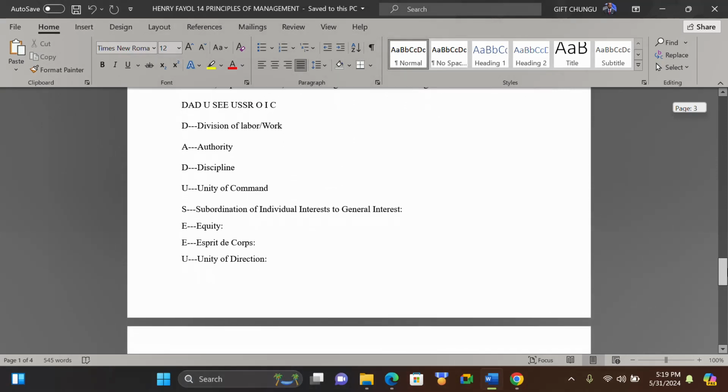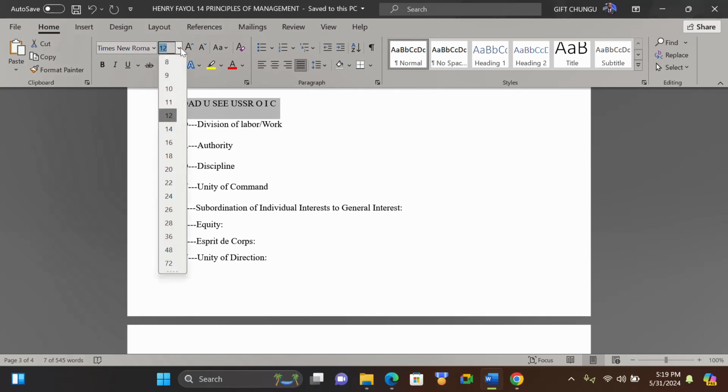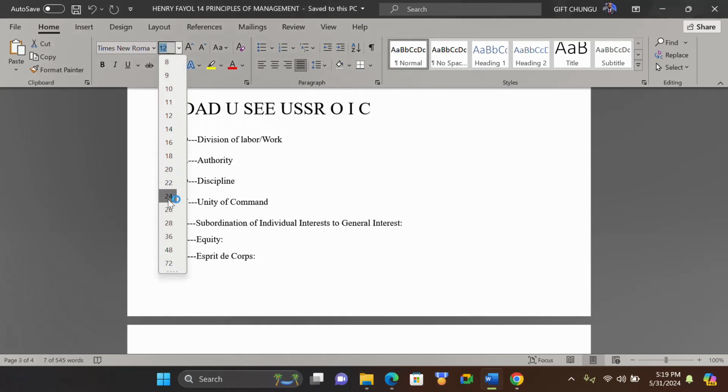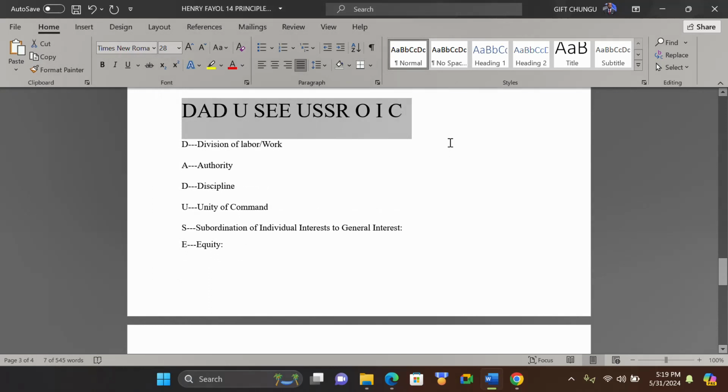So I made a memory aid that can help you memorize the 14 principles that Henri Fayol came up with. And this is DADUSSR, you see, DAD USSR. Now, what do these letters mean? Yeah, so the first one is D, and D is for division of labor.